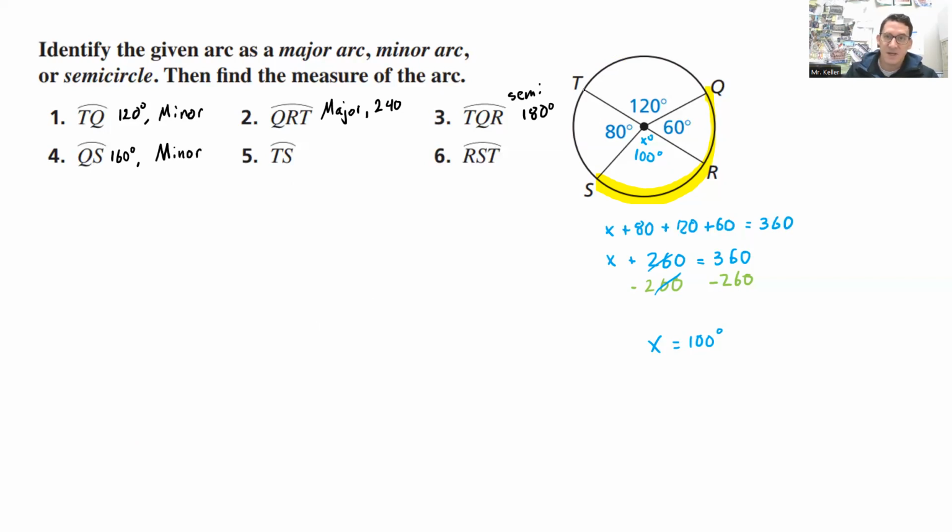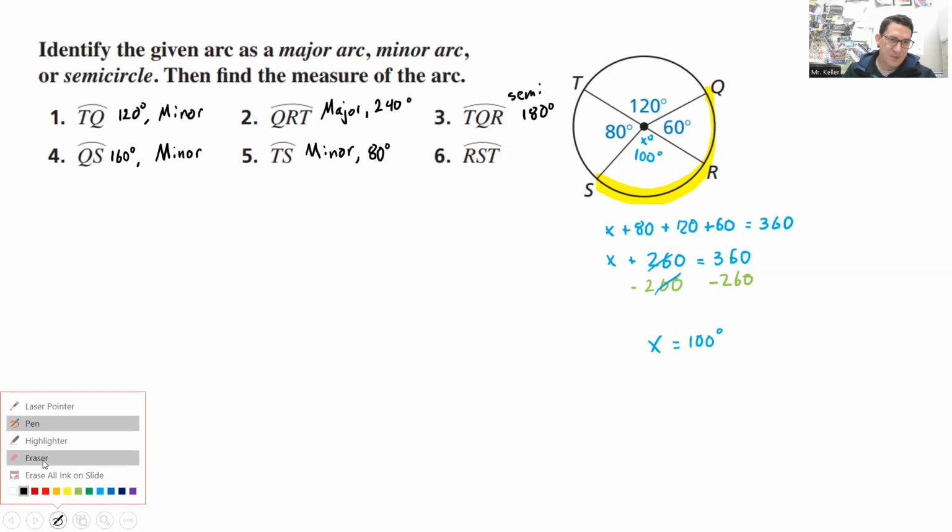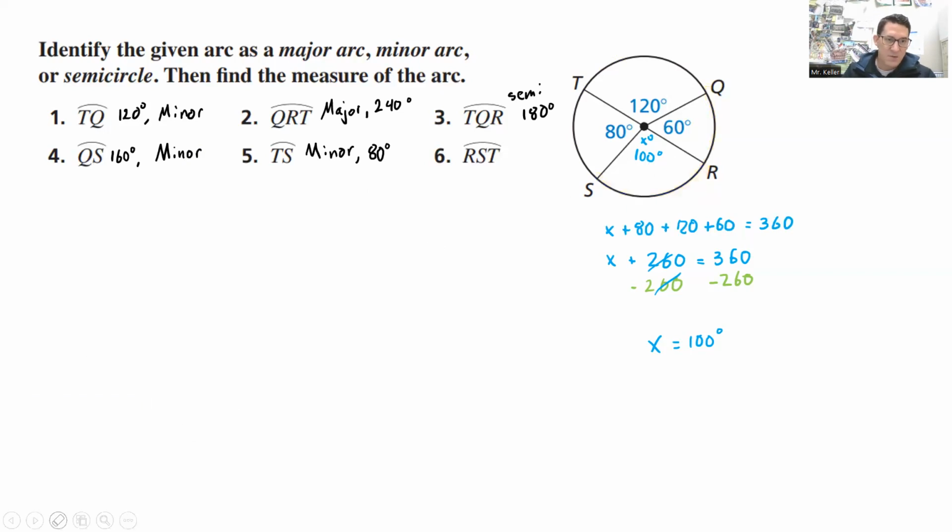TS, so we can see from T to S, I'm going to stop with highlighting. TS, that's small, that's minor. That is 80 degrees. That's probably one of the easiest ones to find. And then RST. RST, this one I will highlight so we can see everything going through there. RST, start at R, go to S, and then T. So if you look, this is in fact half of the circle. That is a semicircle. You can add up the angles there. They do add to 180. So this is a semicircle, 180 degrees.